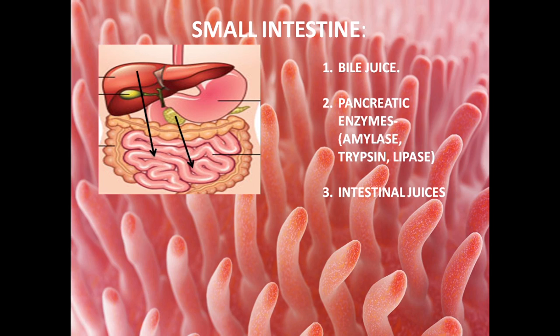Now, what's the role of trypsin? Trypsin helps in complete protein digestion, that is protein into amino acid. Now, amino acid, you know, is the building block of protein. That's a simpler form of protein. So, they will help in complete protein digestion.